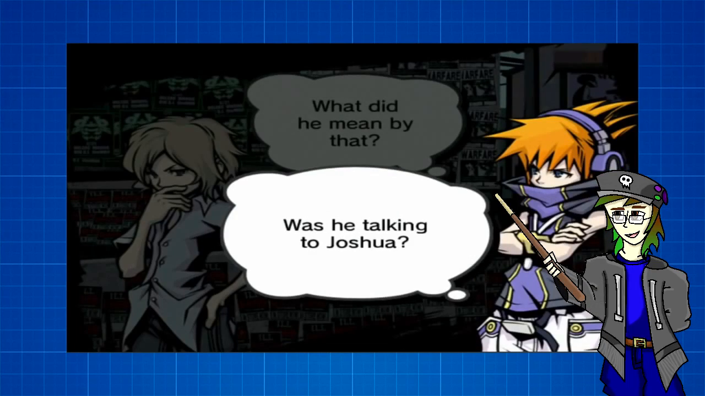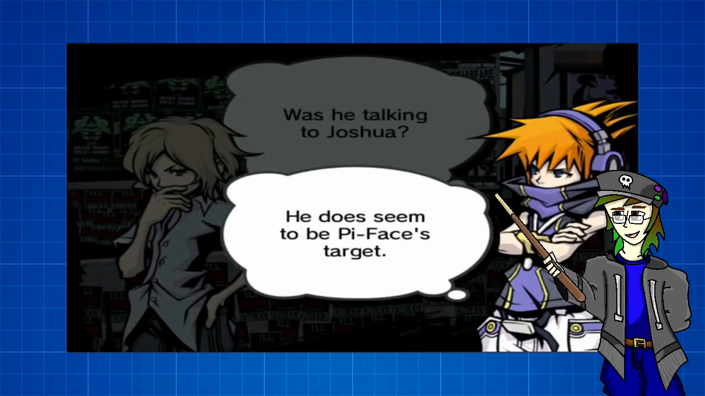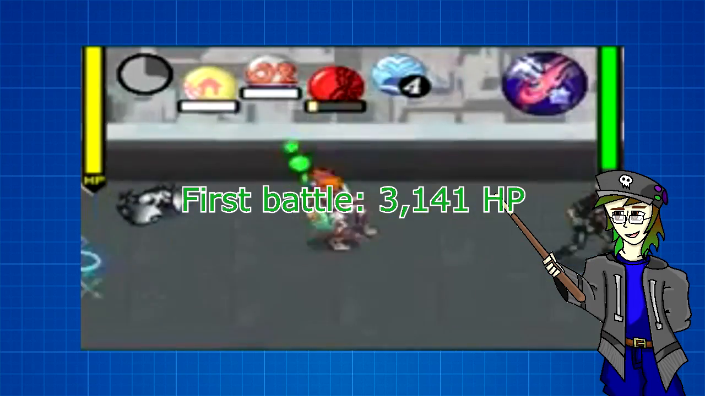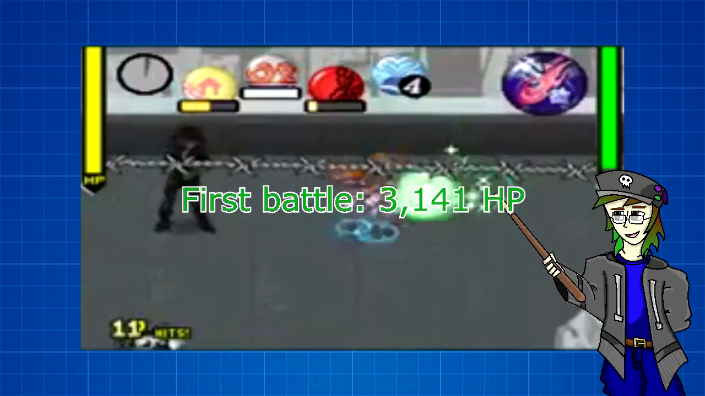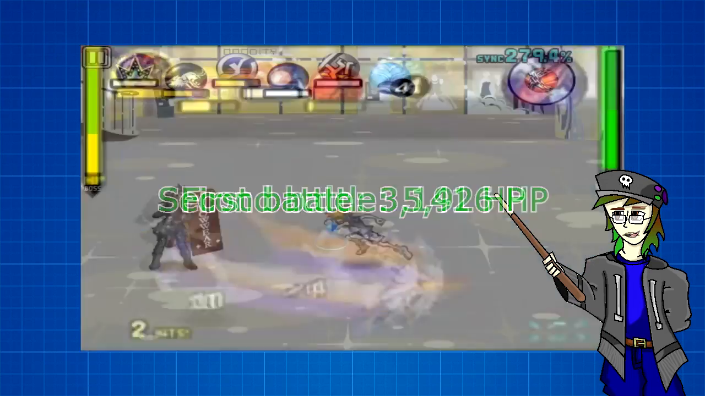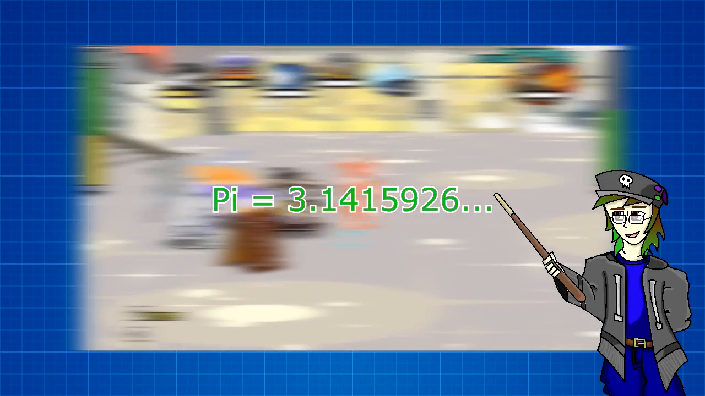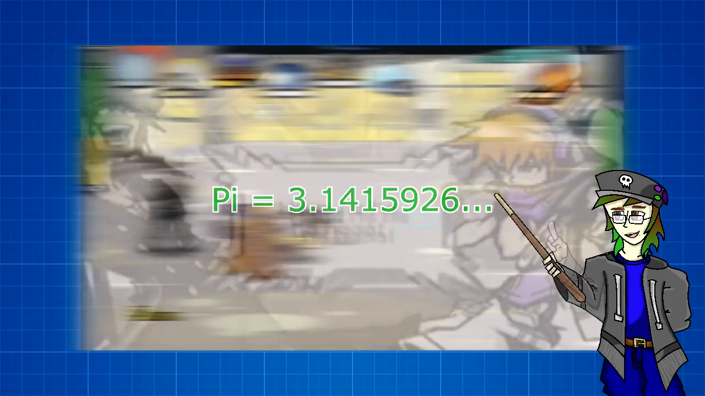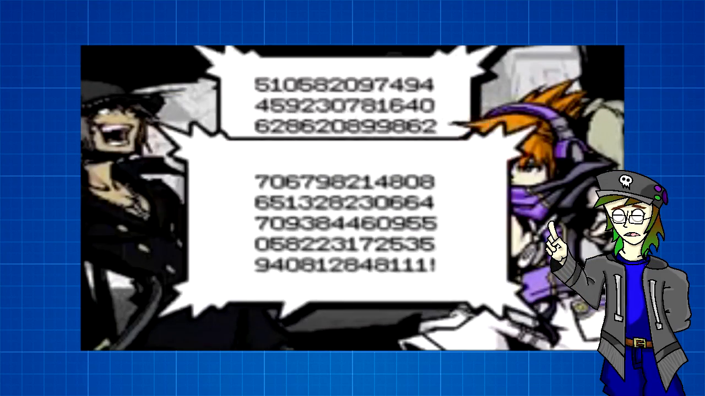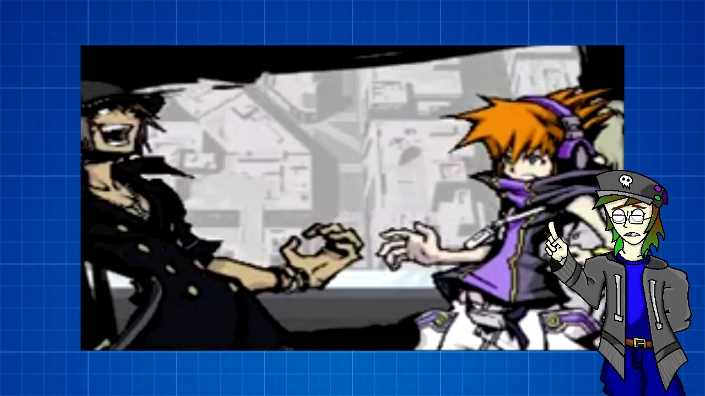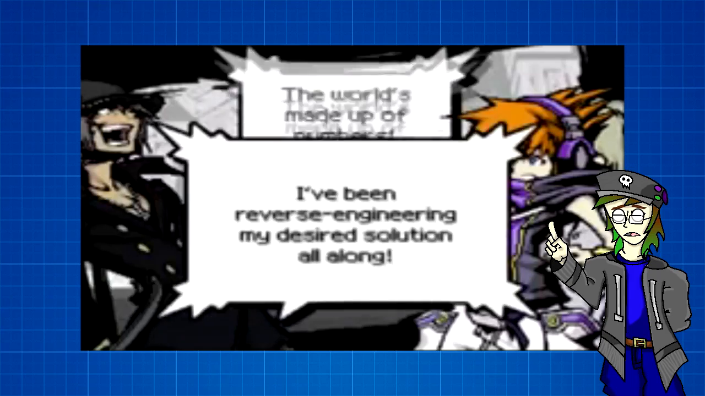Speaking of pi, Neku and Beat give Sho the nickname of Pie Face, and true to this, he has exactly 3,141 HP in his first battle, and 5,926 HP in his second battle. Put these together and you get the first 8 digits of pi. His ultimate attack even involves reciting the first 156 digits of pi.